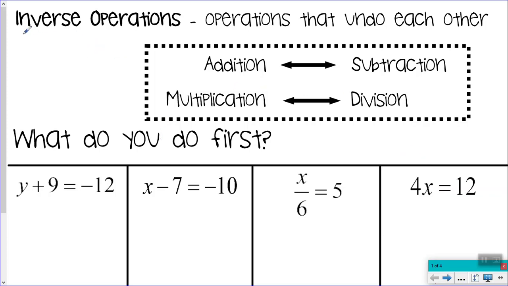In order to do that, we're going to use what we call inverse operations. Operations are addition, subtraction, division, and multiplication. Inverse means opposite. Each operation has an inverse operation. So addition and subtraction go together. If you add something, you can undo that by taking the same amount away. Multiplication and division also go together. If you divide by a number, you can undo that by multiplying by the same number.